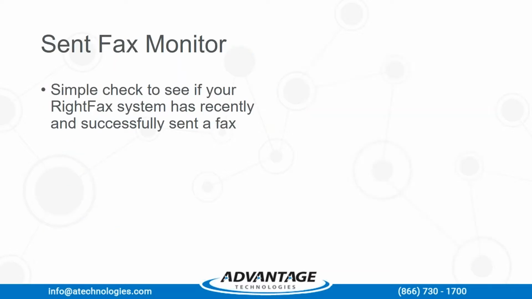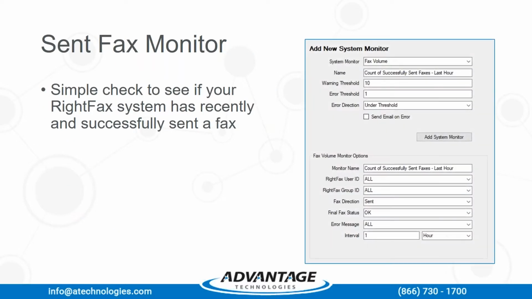Let's take a really generic situation. Let's say you just want to check and make sure that at least once an hour a fax is going out through your system. Just to maybe check and make sure your telephony is not down or there's nothing strange going on. You can just count the number of sent faxes you had for all users on all groups in your last hour. Click send an email on alert. So if you don't have any faxes for the last hour, FaxPulse is going to send you an email and let you know. Maybe you need to look into something.